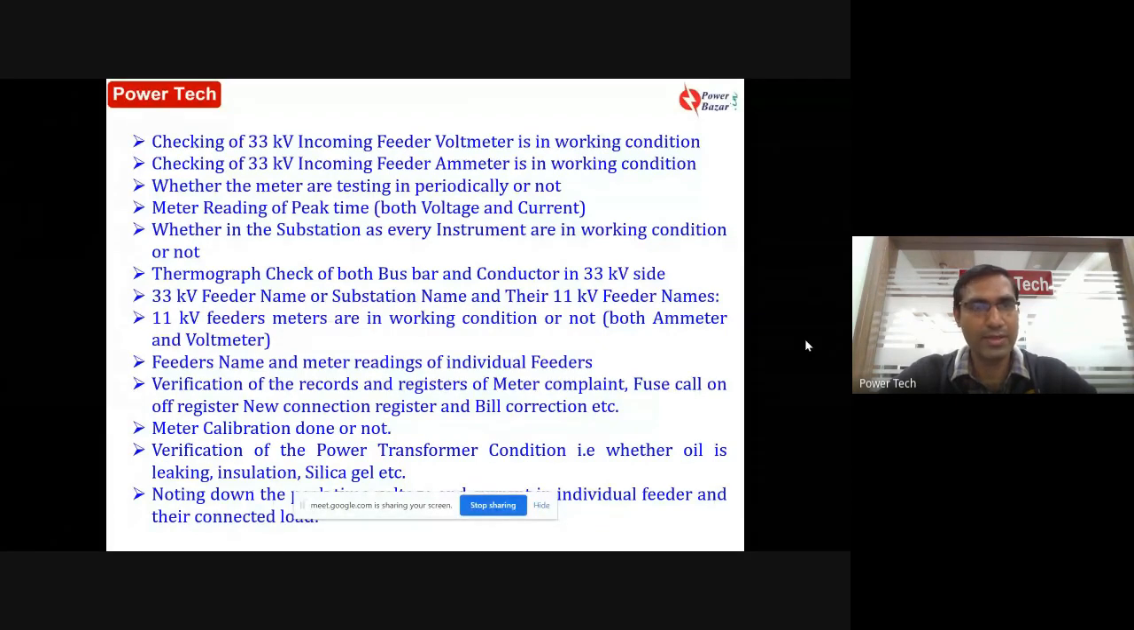Next, we'll take up the feeder names and their meter readings at the individual feeders, and then verification of the records, the register of the meter complaints, and whether meter calibration is done or not. And also the condition of the power transfer, whether there is a leakage or whether insulation is proper or not. So all these observations would be very crucial to give an overall picture of the DISCOM network. So next.